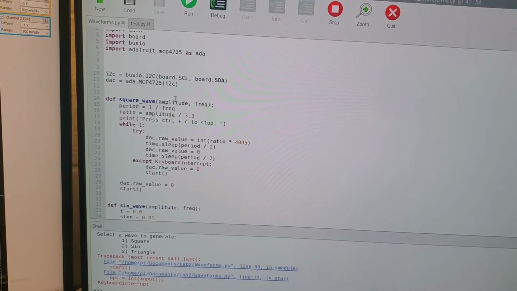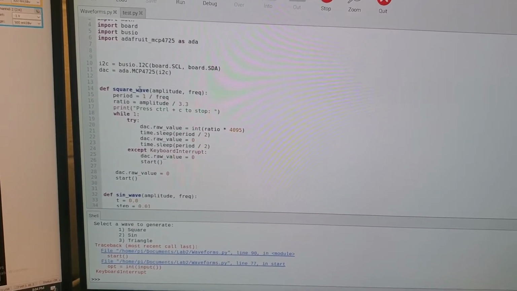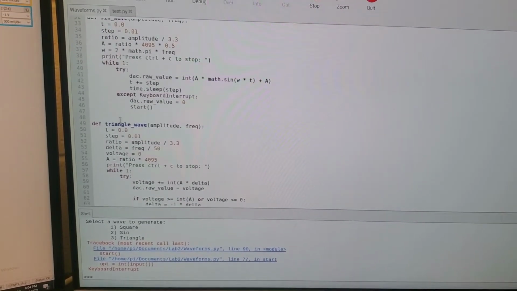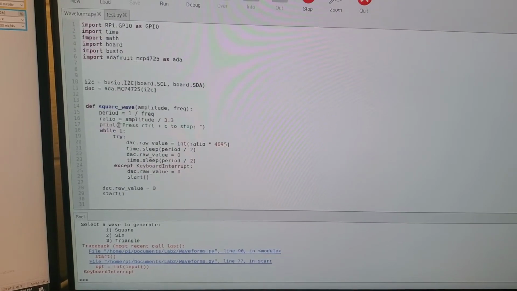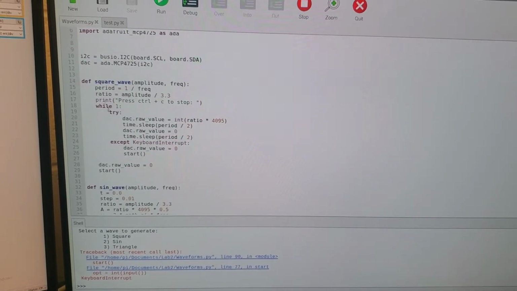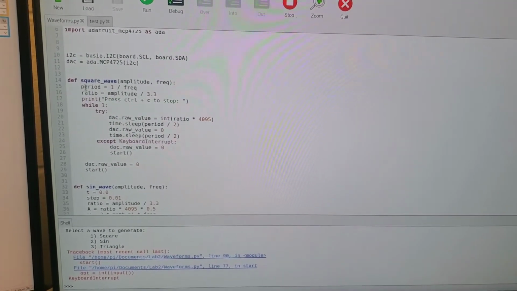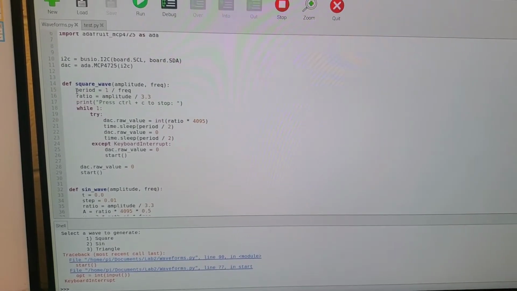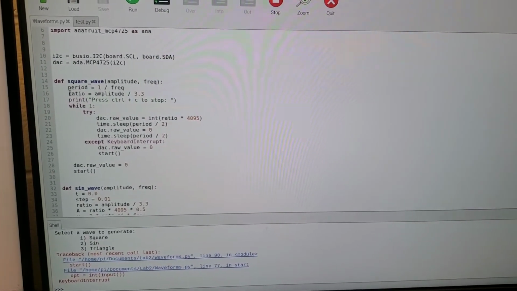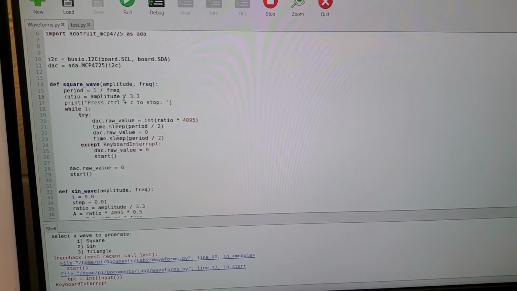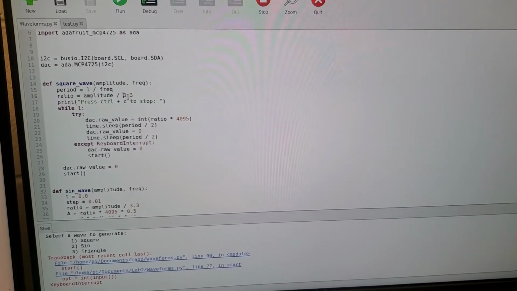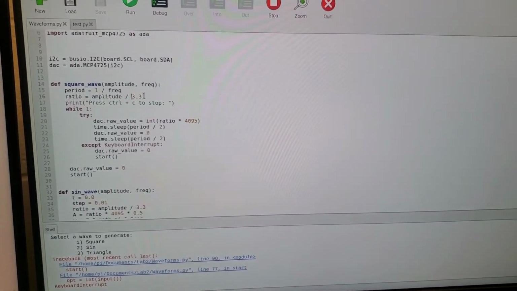So I have three functions in my script. There's a square wave, a sine wave, and a triangle wave function, each taking an amplitude and a frequency. In the square wave, it begins by finding the period being 1 over the frequency, and then it finds the ratio of the inputted amplitude to the maximum amplitude allowed, which is just the maximum voltage allowed.